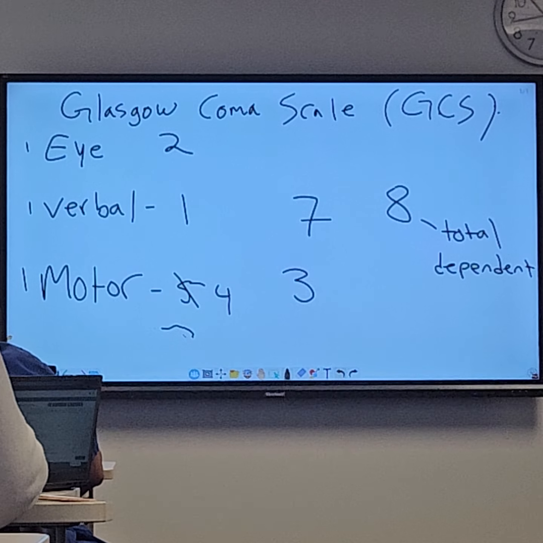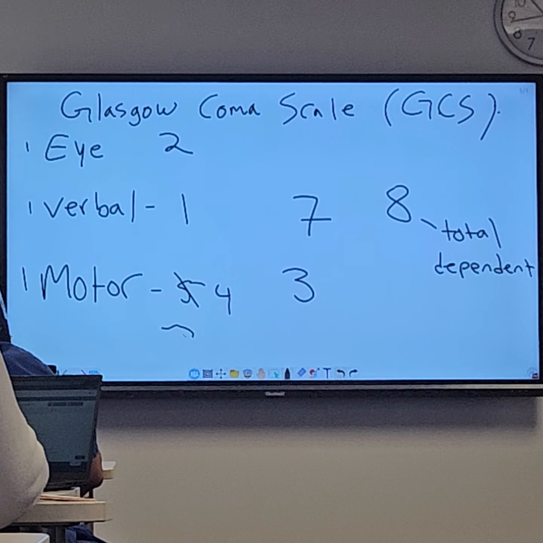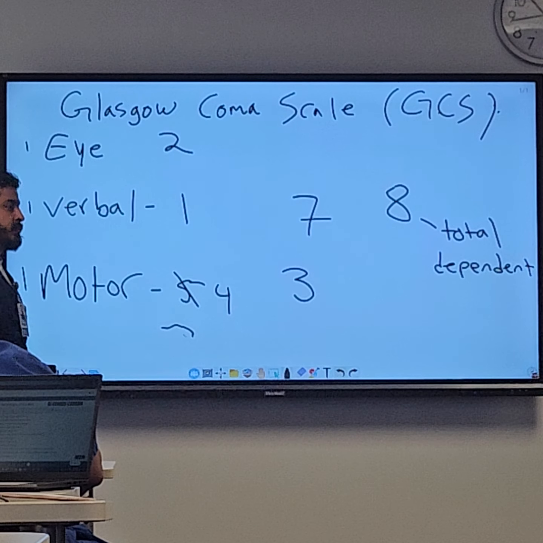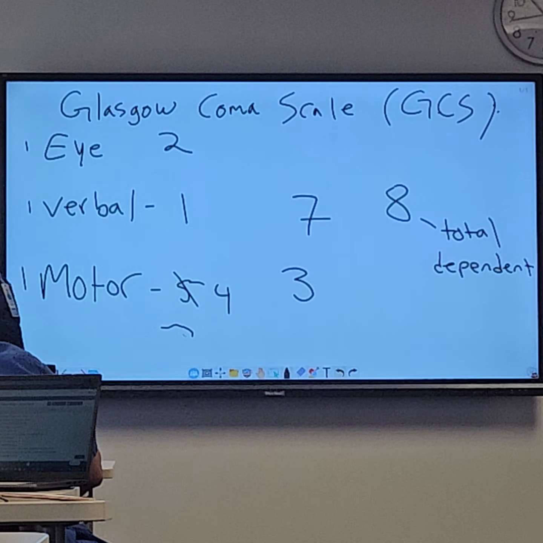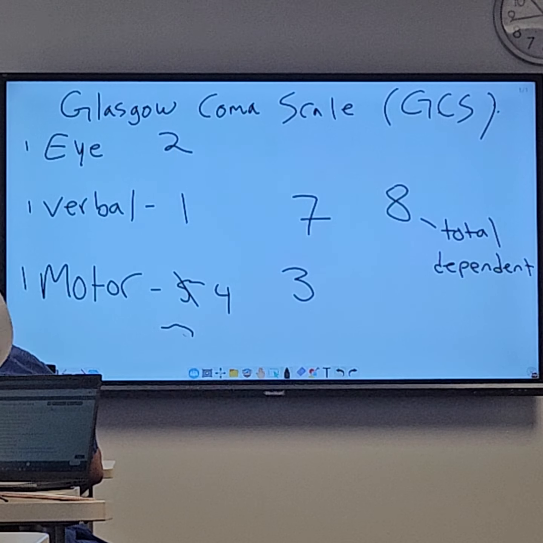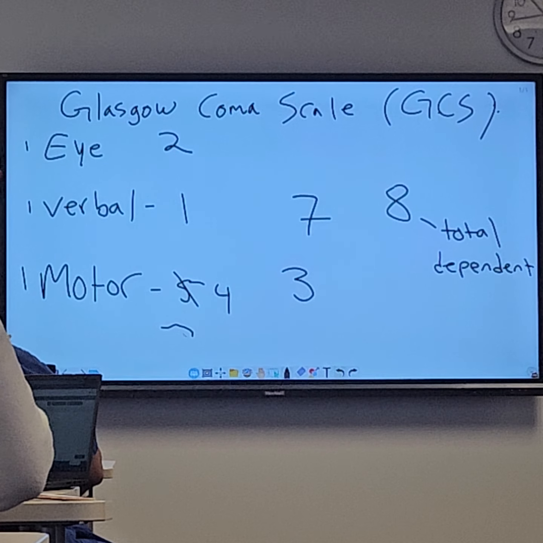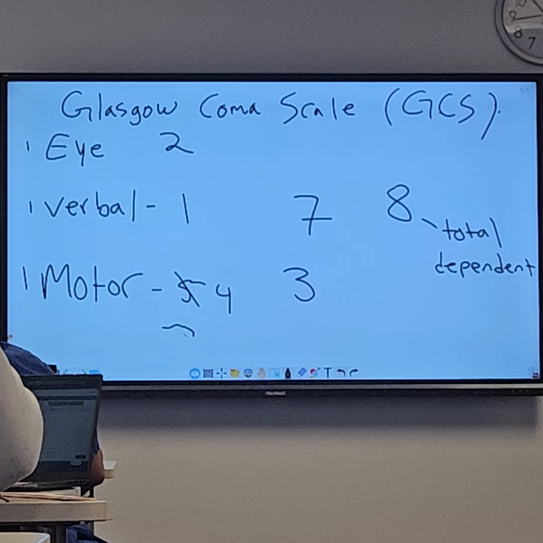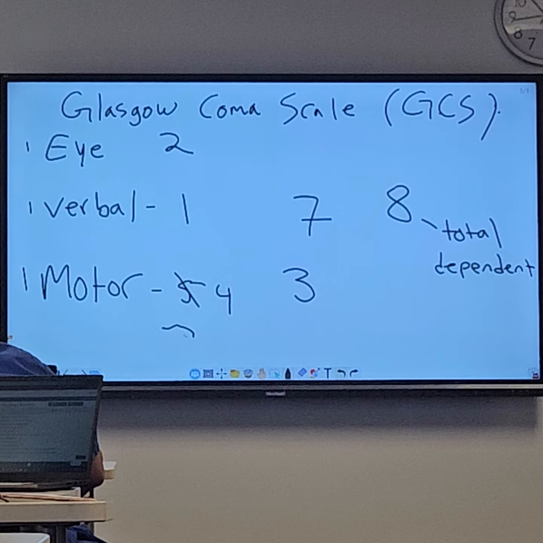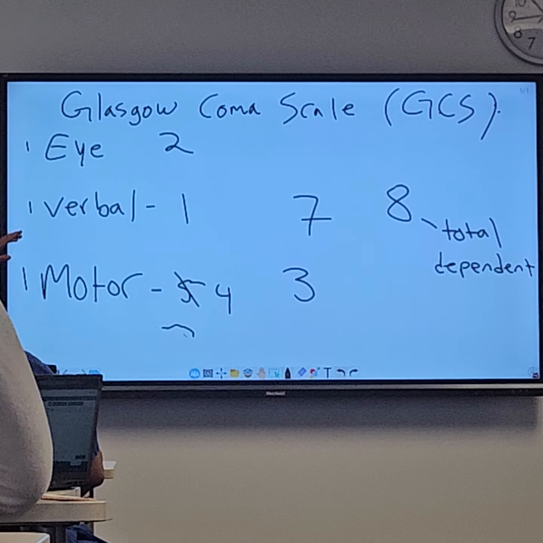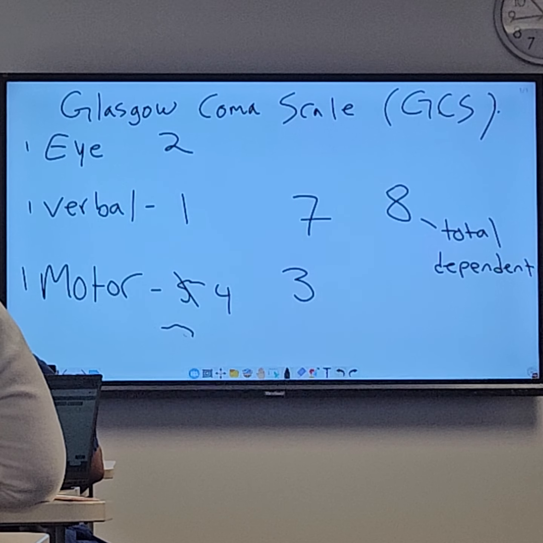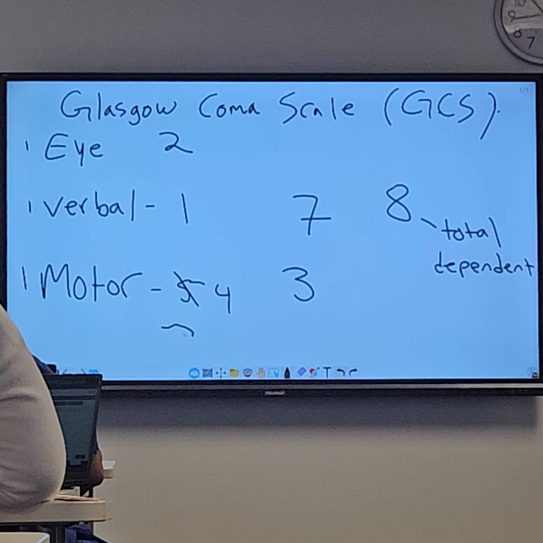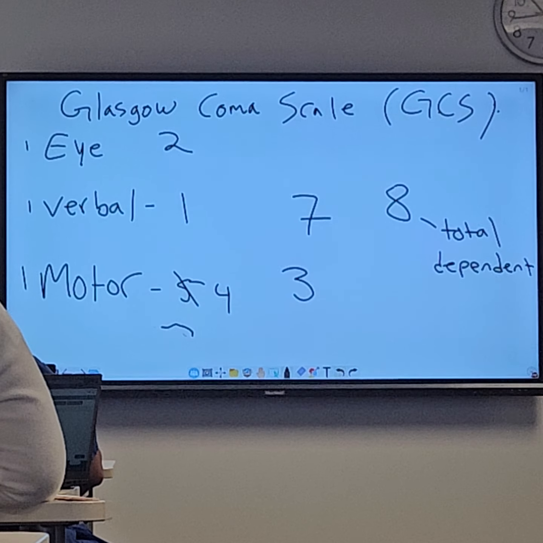Now, 8 is severe, but what if it's less than 8, like a mild head injury, or moderate? It doesn't matter how bad their head injury is. You're measuring their brain function based on the scale. So is there a different range for each? The overall score is taken into account. What if it's not 8, what if it's 10?